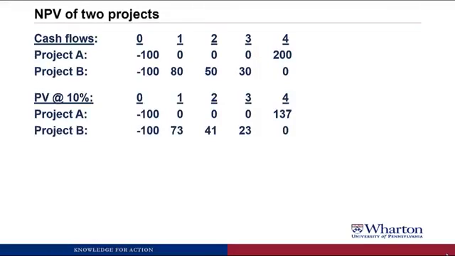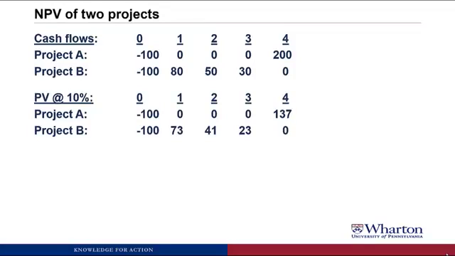For project B, we still pay out $100 in today's dollars, but instead of receiving 80, 50, and 30, in today's dollars, we're receiving the equivalent of 73, 41, and 23. So the 73 is the present value of $80 1 year from now at a 10% discount rate. 23 is the present value of 30 3 years from now at a 10% discount rate.